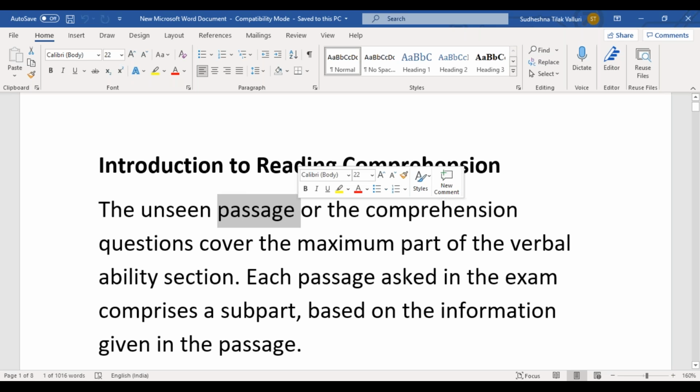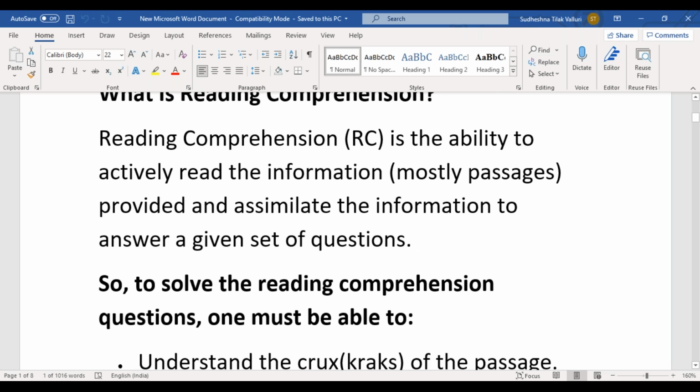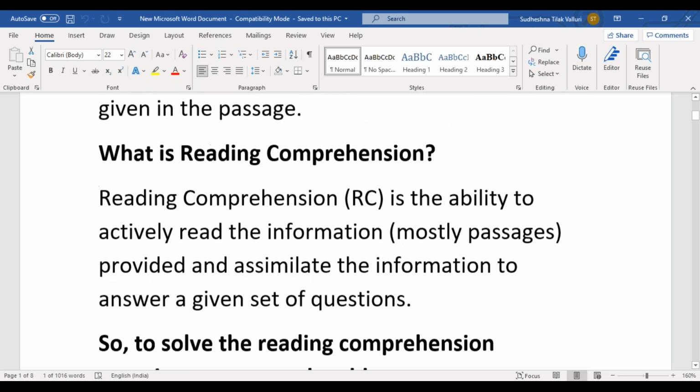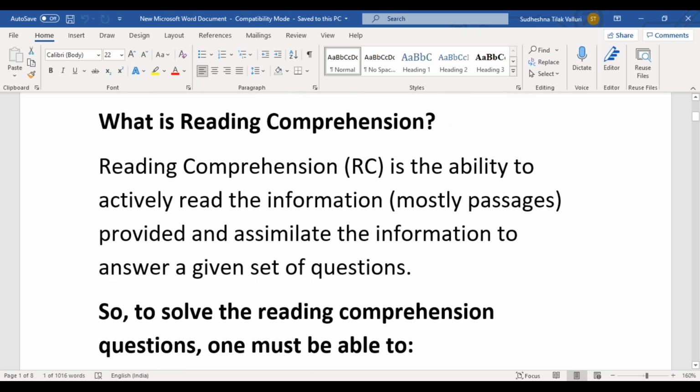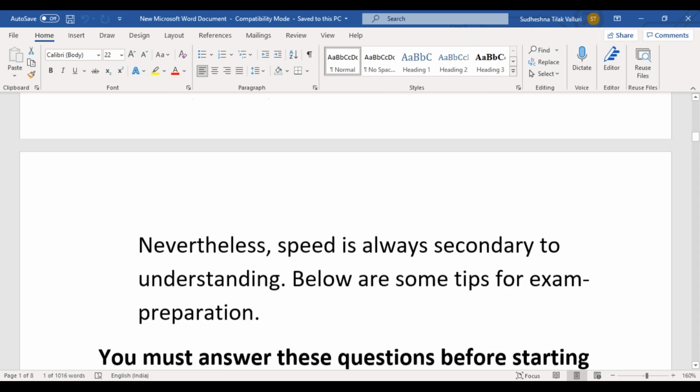A passage is nothing but a group of paragraphs. What is a paragraph? A paragraph is nothing but a group of sentences. What is a sentence? A sentence is nothing but a group of words. That's all. So everything is simple. All you need to do is understand what reading comprehension is. So just try to read this properly. I will scroll down. You just try to understand.